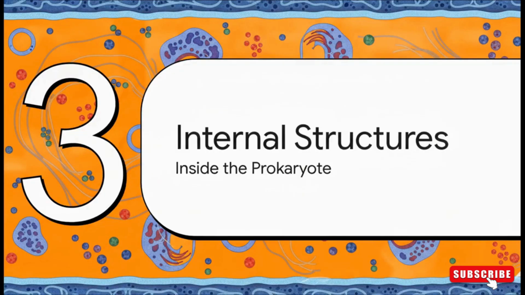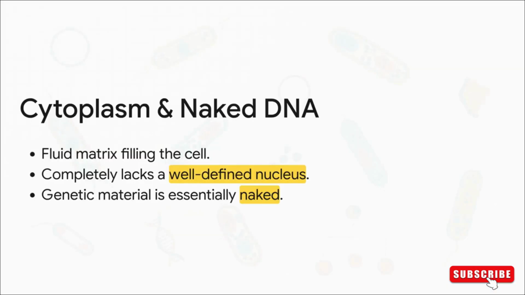Time for Section 3, cytoplasm and internal structures. Let's dive straight inside the cell. Once we break through that plasma membrane, we're in the cytoplasm, a fluid matrix filling up the whole cell. But since we're looking at a prokaryote, the biggest thing you'll notice is what's missing. There's no well-defined nucleus. The genetic material is basically naked. There's no nuclear membrane wrapping it up whatsoever. It's just hanging out right there in the cytoplasm.